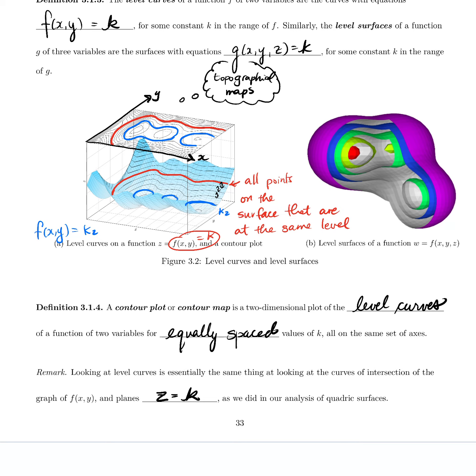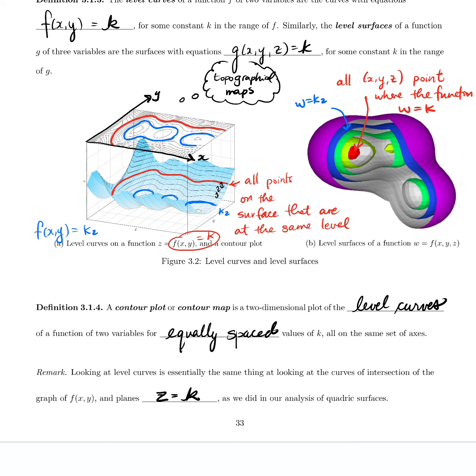What's this? This is a representation on the right here of level surfaces of a function w equals f of x, y, z. What that is is all the points. So for example, all these points in red here are all x, y, z points, right? The domain of a function g of x, y, z, or f of x, y, z is 3D points. All the points x, y, and z where the function has the same value k. And then you've got, right, different levels, different level surfaces, right? This is where w is equal to some other value k2.